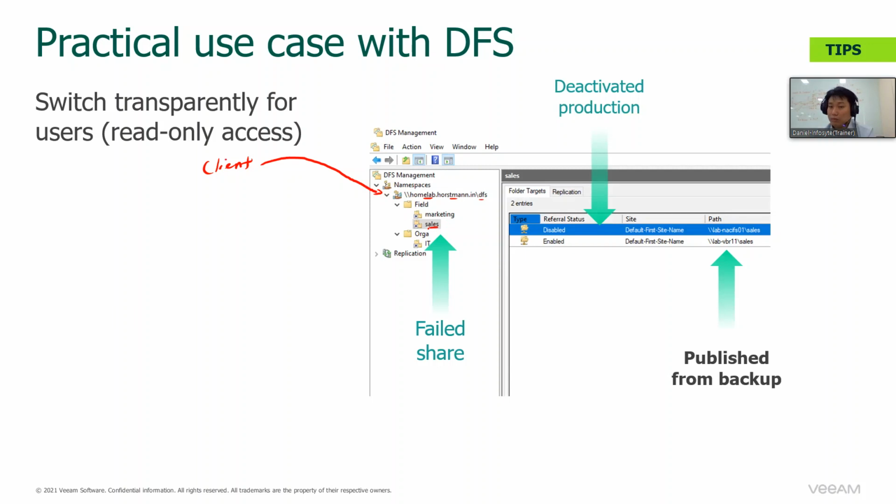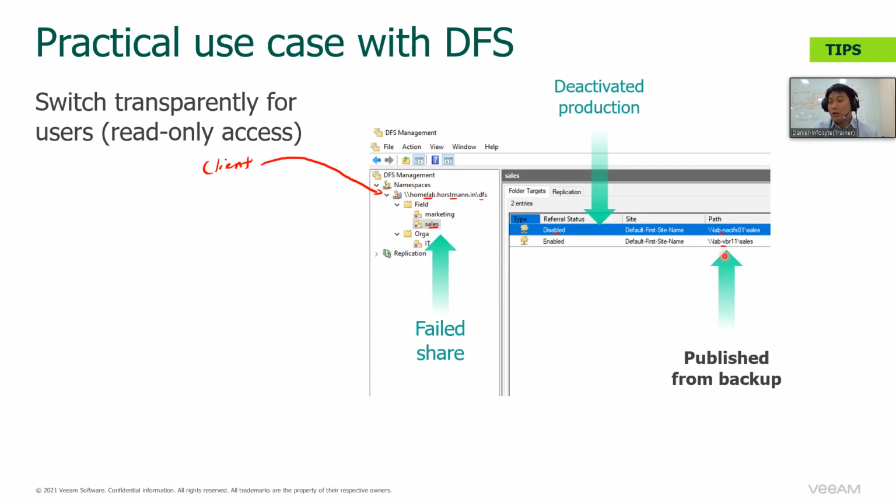So from sales, maybe having some issue due to data corruption or maybe the NAS storage having a problem, I can now disable the original one and then change to the newer one here. So from the client perspective, it doesn't require any changes. The client can access the same data again, but it will now be read-only because it's actually connected and offered from the backup mount server.